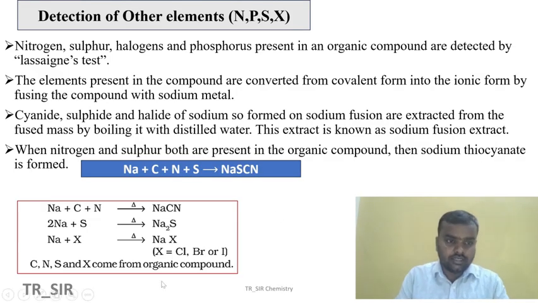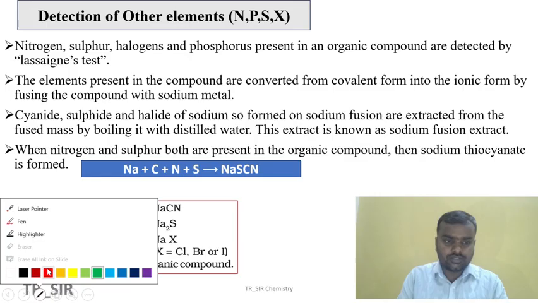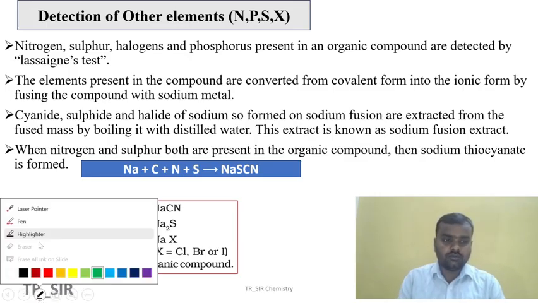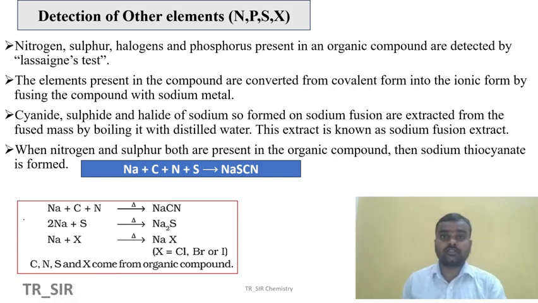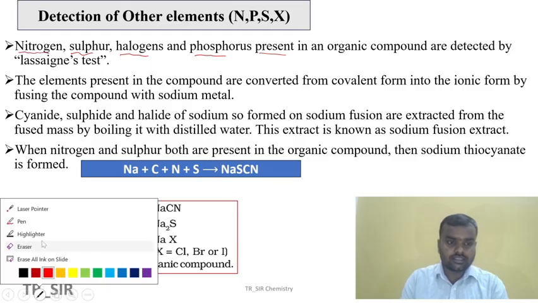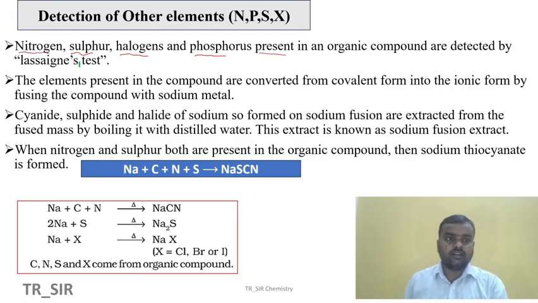Next, we'll have the detection of other elements. So carbon and hydrogen are completed. Now we'll see the detection of other elements. How we can detect nitrogen, phosphorus, sulfur, halogen, those elements. Nitrogen, sulfur, halogen, and phosphorus present in an organic compound are detected by the Lassaigne test. It's very, very important. These different elements are detected by the Lassaigne test.